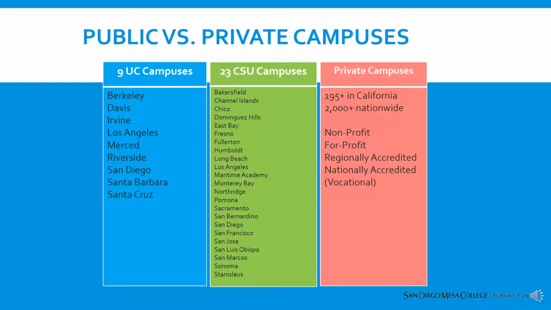There are 9 UC campuses where you can transfer to in order to receive a bachelor's degree, and they're spread out throughout the state. There are 23 California State University campuses, which are also spread out throughout the state. And there's almost 200 private campuses in California and more than 2,000 nationwide. Private campuses vary widely, so it's important that you also get to know more information about them.